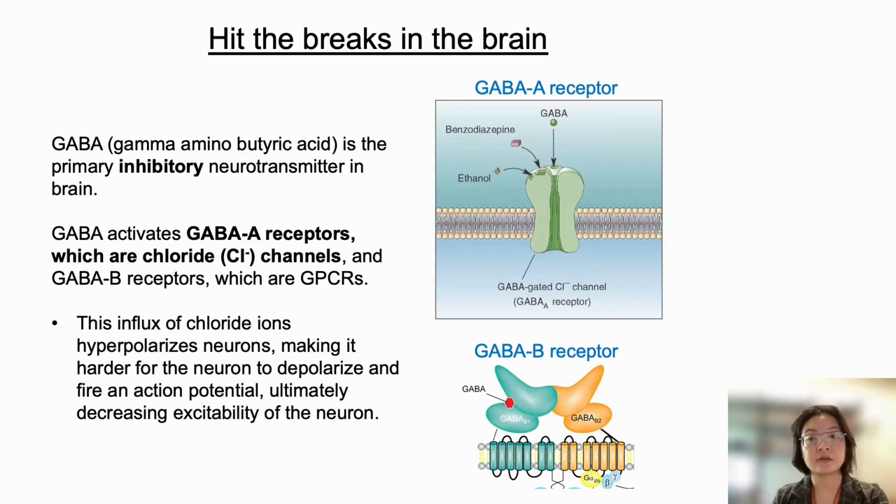So sedative hypnotic drugs act on the GABA neurotransmitter system, and GABA is the primary inhibitory neurotransmitter in the brain. GABA acts on GABA-A receptors, which are chloride channels, as well as GABA-B receptors, which are GPCR-type receptors. In these videos, we will be discussing GABA-A receptors only. Activation of GABA-A receptors results in an influx of chloride ions into the cell, which hyperpolarizes the neurons, making it harder for the cell to depolarize and fire an action potential. This ultimately decreases the excitability of the neuron.